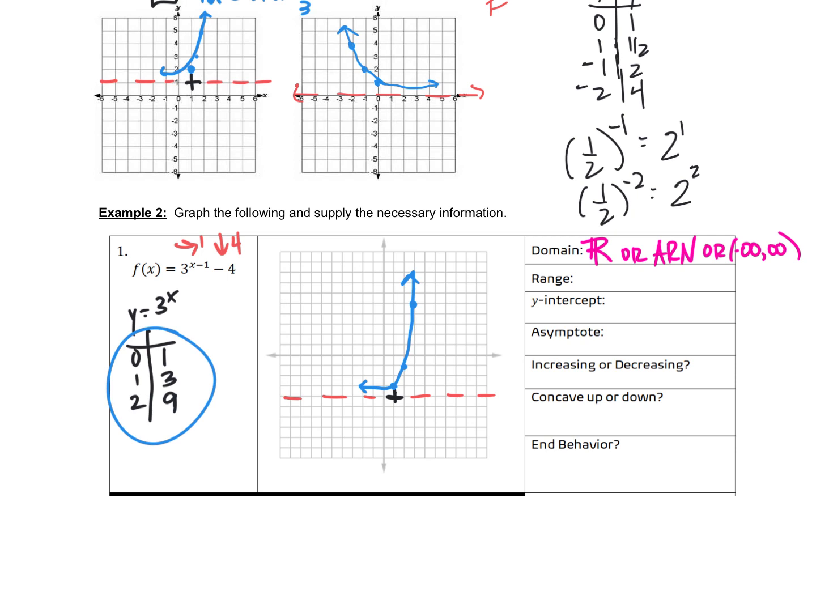Let's talk about range. Those are your y values. What y values work for this? Negative 4 to positive infinity. Can it equal negative 4? No.